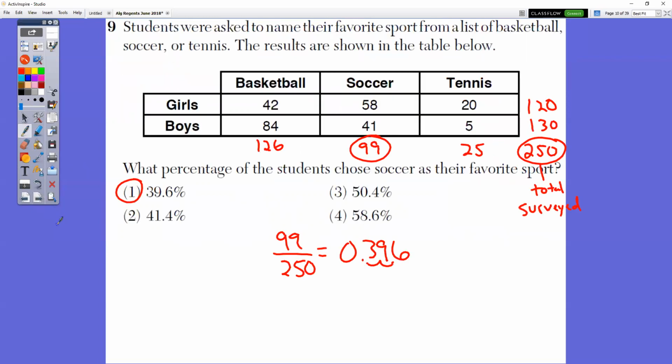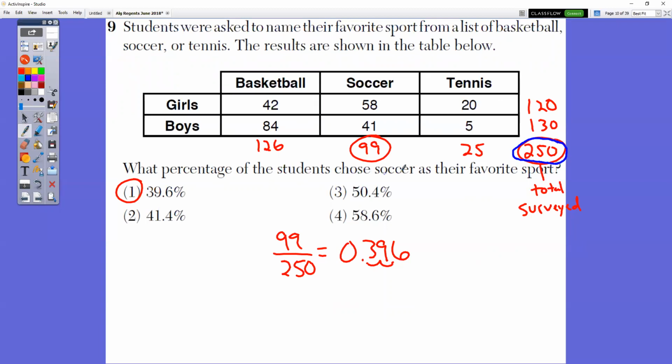In question number 9, what percentage of the students chose soccer as their favorite sport? Well, in order to do that, you need to figure out how many total people were surveyed. So you have to add up your basketball, add up your soccer going down, add up your tennis going down, add up the number of girls, add up the number of boys. You eventually end up with 250 total people being surveyed.